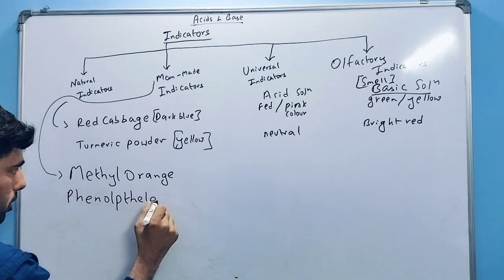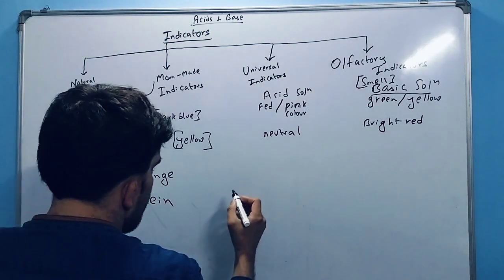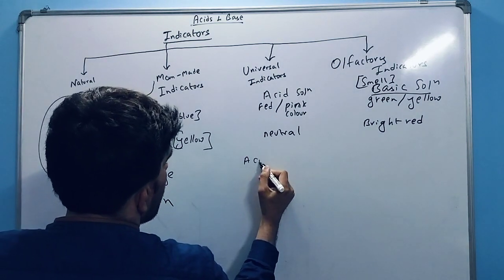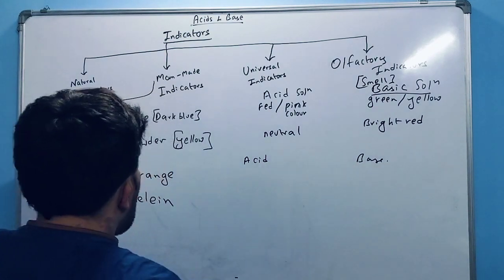Phenolphthalein. These two are the man-made indicators. When they are added to acid or base solution, what will happen?